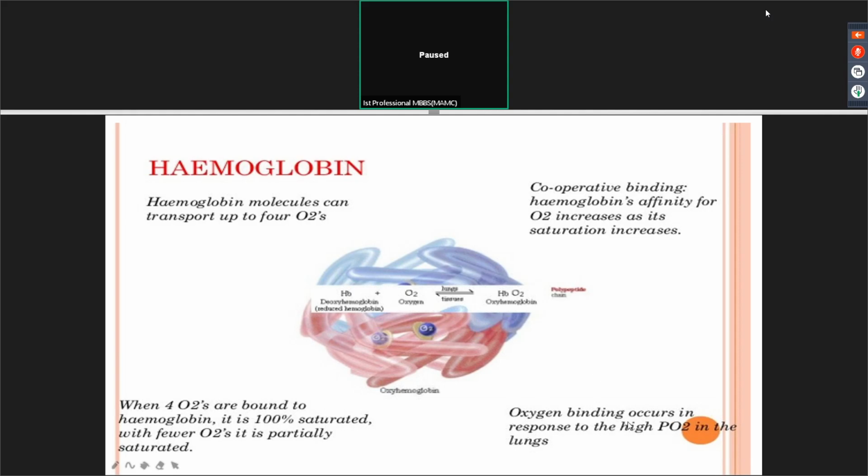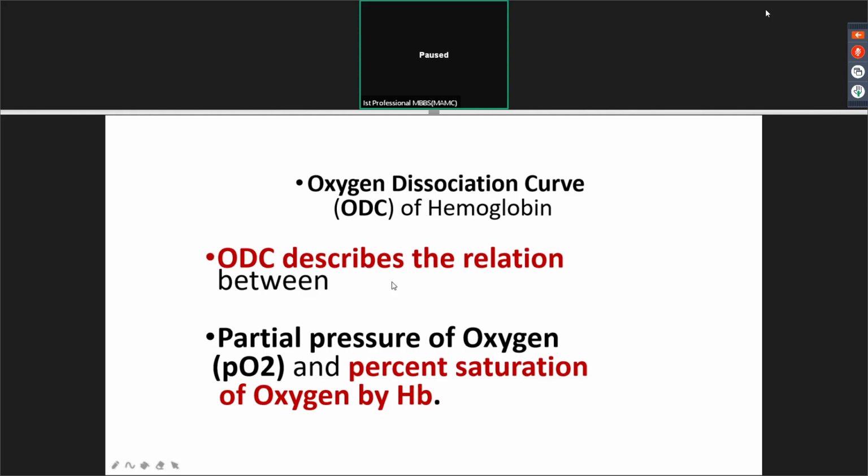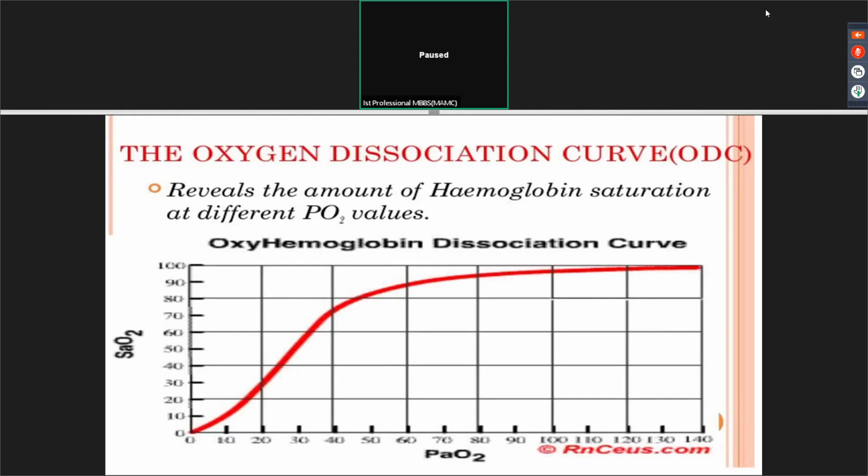So the oxygen binding occurs in response to the high partial pressure of oxygen in the lungs, because the highest partial pressure happens in the lungs. So we can graphically represent the partial pressure of oxygen and the percentage saturation of hemoglobin. It is known as the oxygen dissociation curve, or oxyhemoglobin curve, which is sigmoidal in nature.